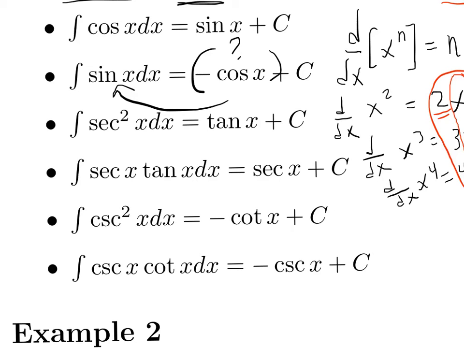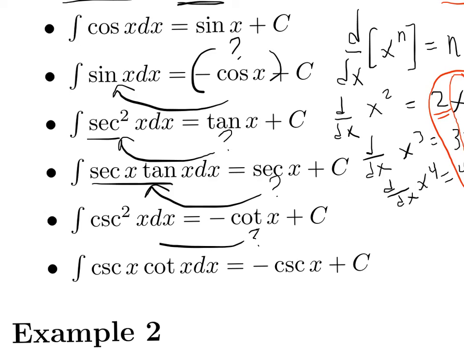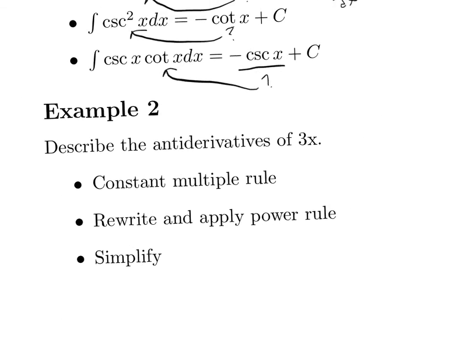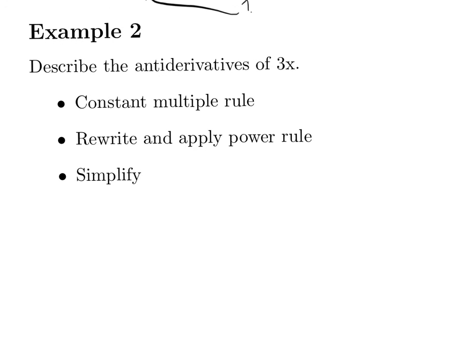Okay. We can also see these same ones. The derivative of what gives me secant squared. The derivative of what gives me secant tangent. The derivative of what gives me cosecant squared. The derivative of what gives me cosecant cotangent. Okay, so those are all the same rules we've seen before, a little bit backwards. Okay. All right, let's take a look at this example.